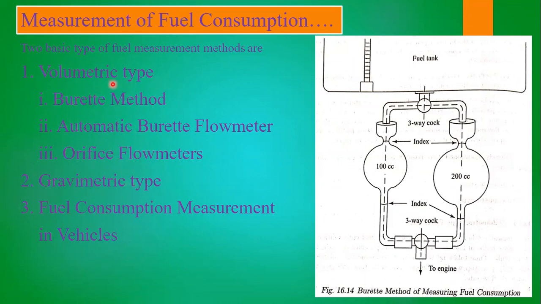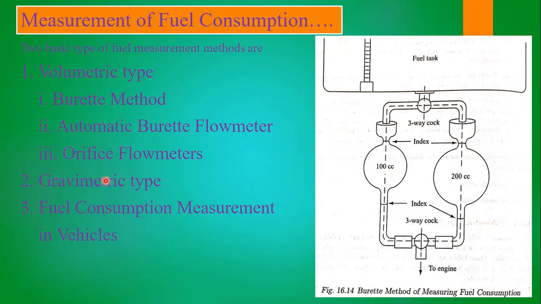Why do we need to find out the volumetric type as well as the gravimetric type? Volumetric type means how much volume is going to be consumed to develop such power. There may be some power to develop, and to develop such power, how much fuel is going to be consumed, volume based. And why do we need to measure in a gravimetric method? Because whatever the indicated power is, those are all going to be in kg per second. So on a mass basis, how much fuel is going to be consumed to generate such power.